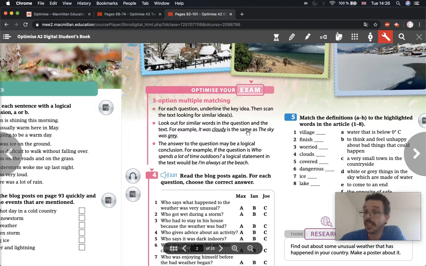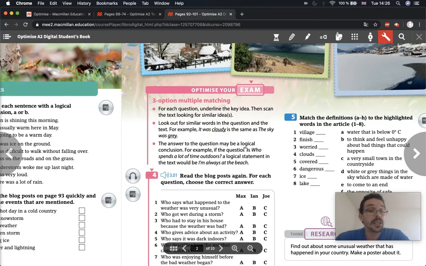Scan means, again, to read quickly, okay. Look out for similar words in the question and the text. For example, it was cloudy is the same as another way to say that: the sky was gray, right? So the sky was gray, it was cloudy, both mean the same thing, but they're just said in different ways. So that's what this is about, recognizing things like this.